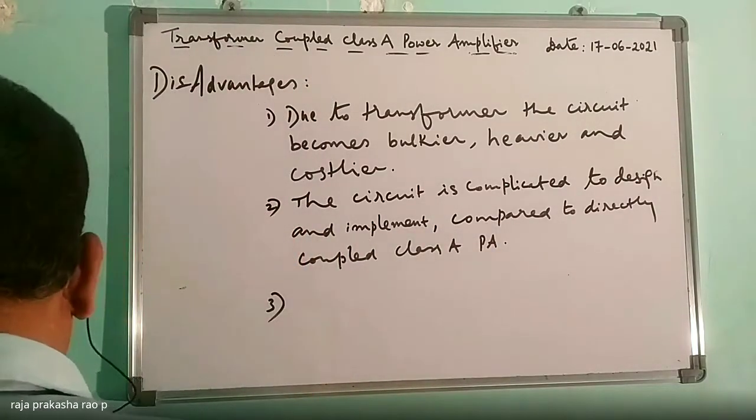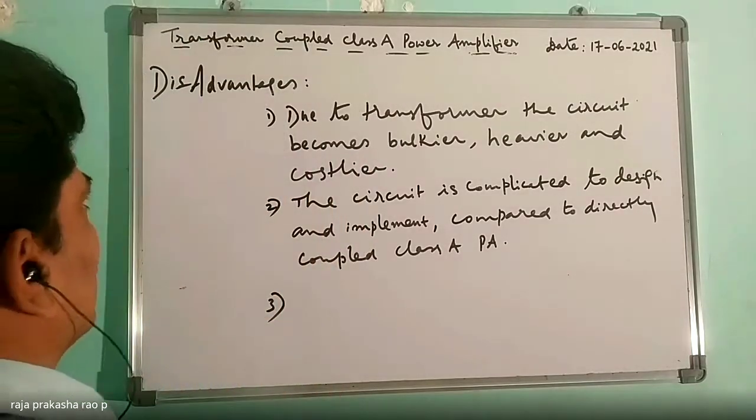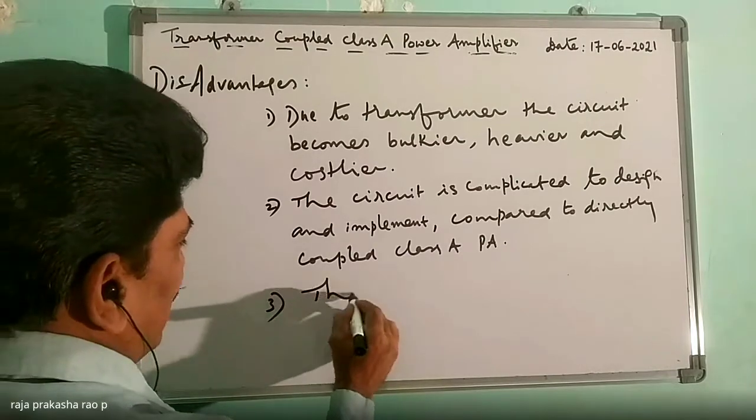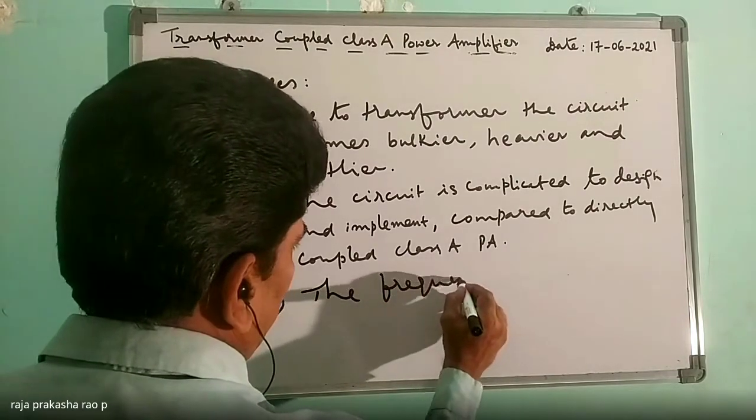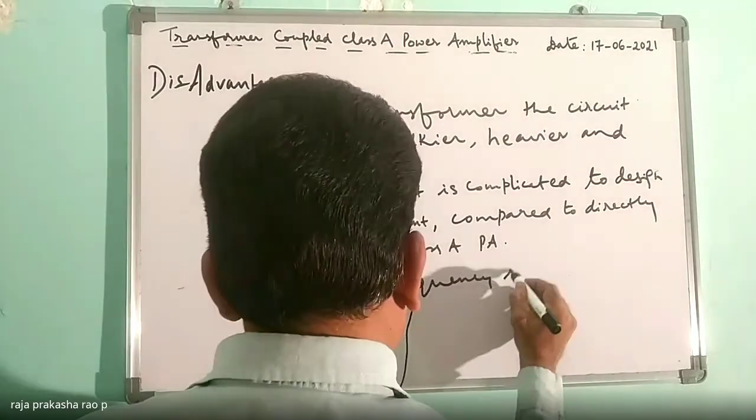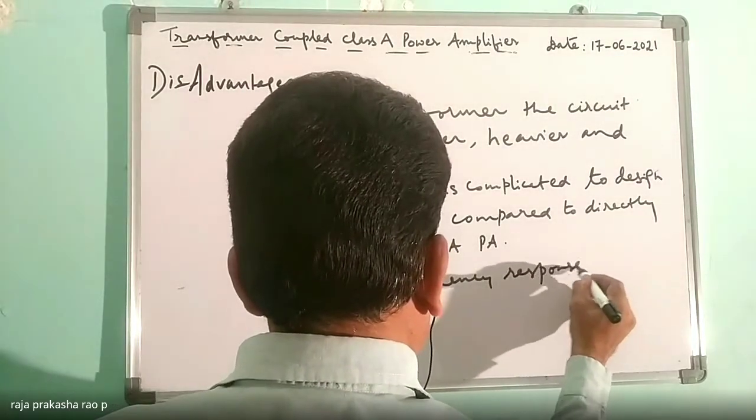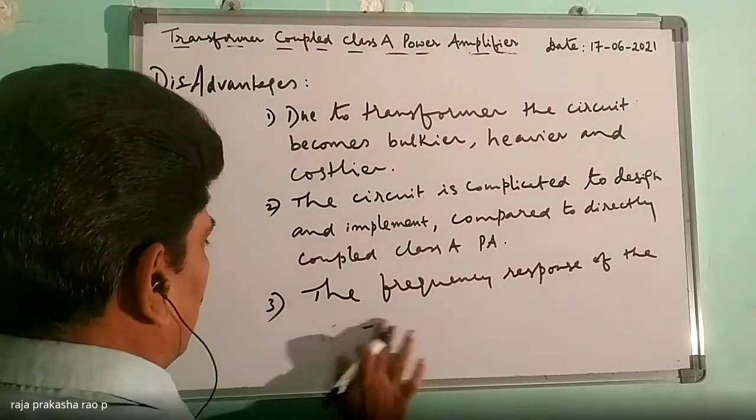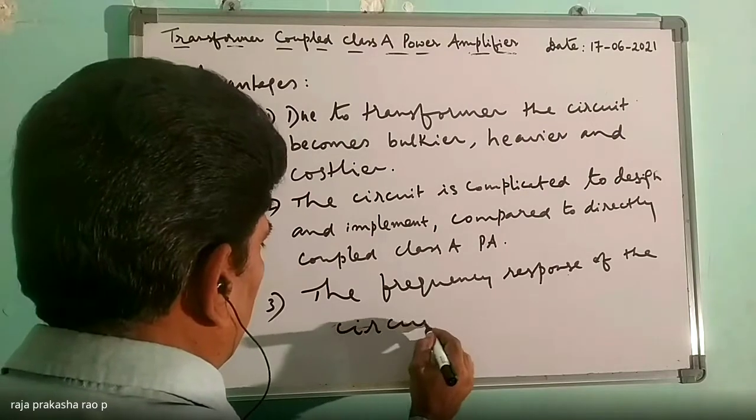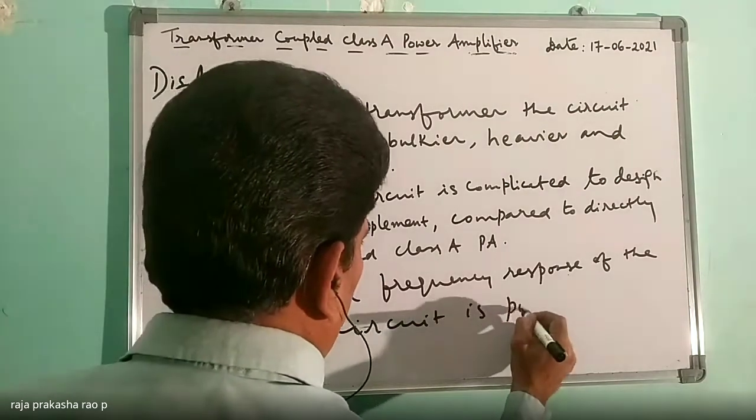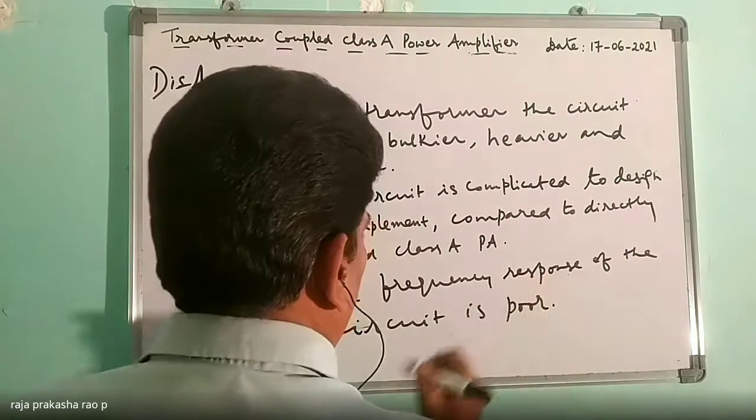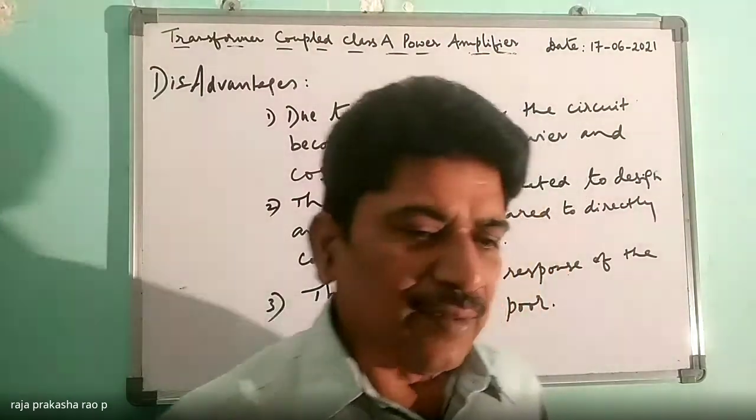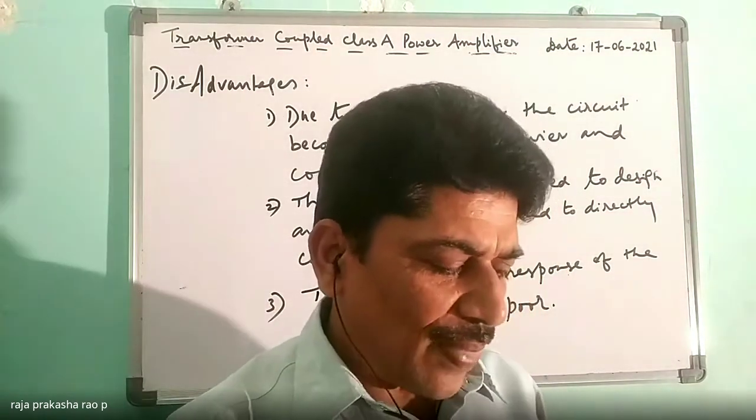For three advantages, three disadvantages are there. So the third one is that the frequency response of the circuit is poor. Okay. If we increase the frequency, the voltage gain will not increase. It is not linear, we can say.